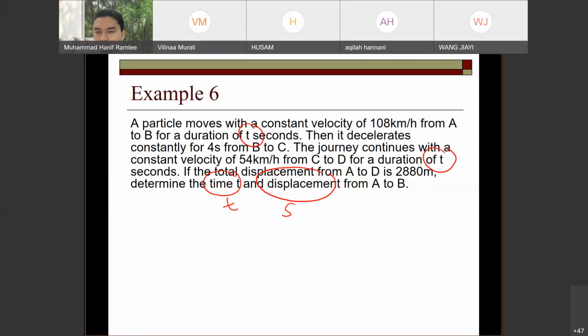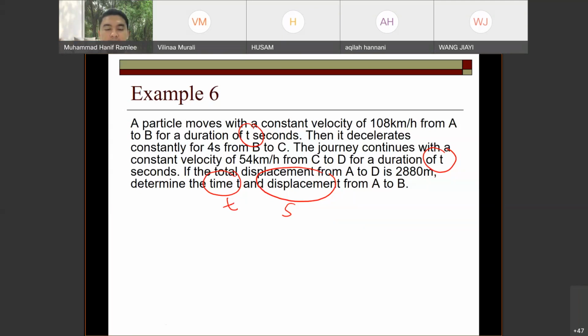Sorry, confused. Okay, never mind, Alia, Sabrina. It is a learning process. Don't be afraid of making mistakes. Right, so let's continue.